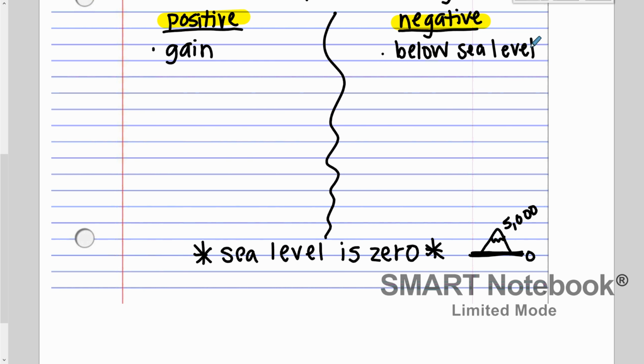Okay. If we're above sea level, so if we're hiking up a mountain or something, that's going to be a positive number, right? We're a positive amount above sea level. So above sea level would be a positive number.